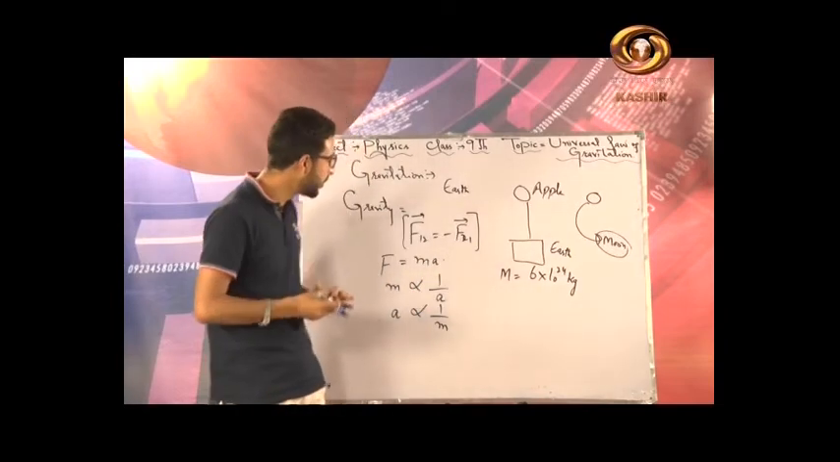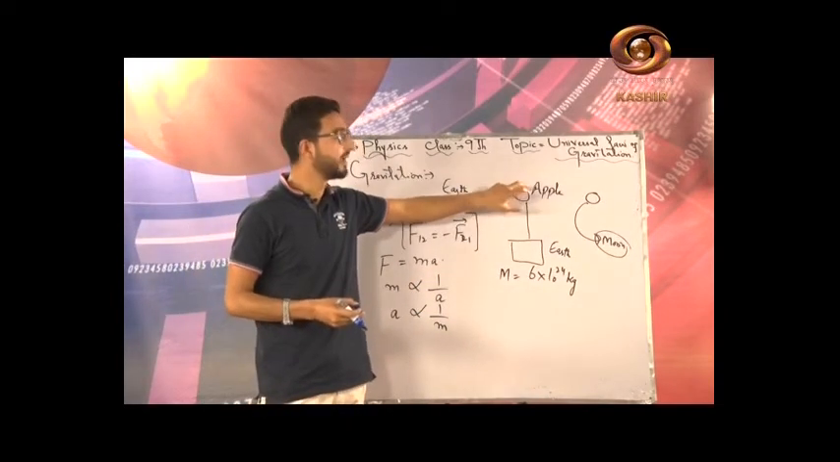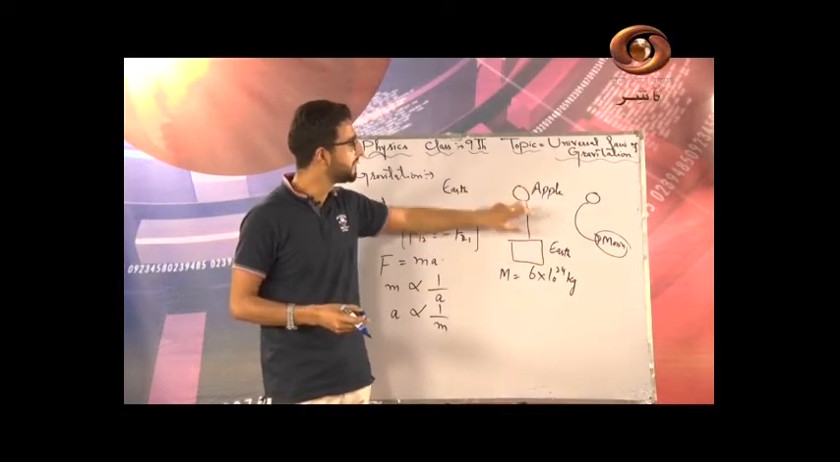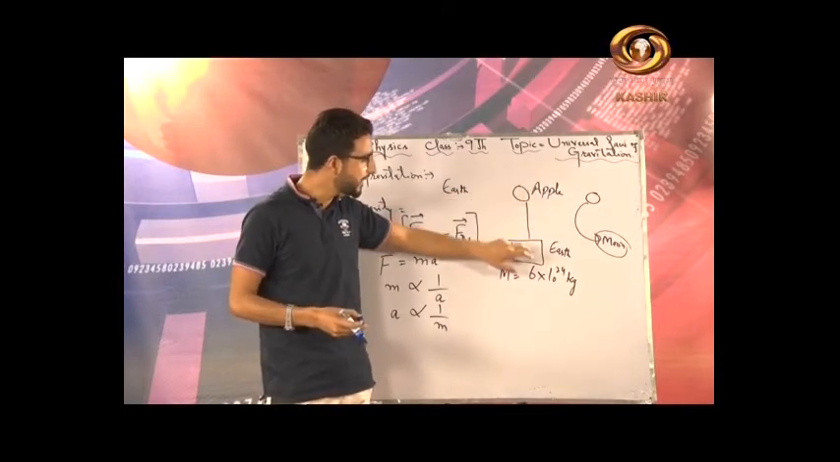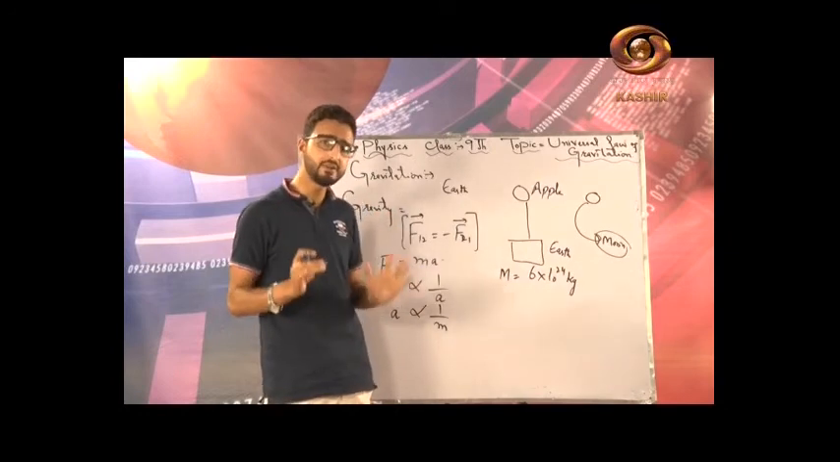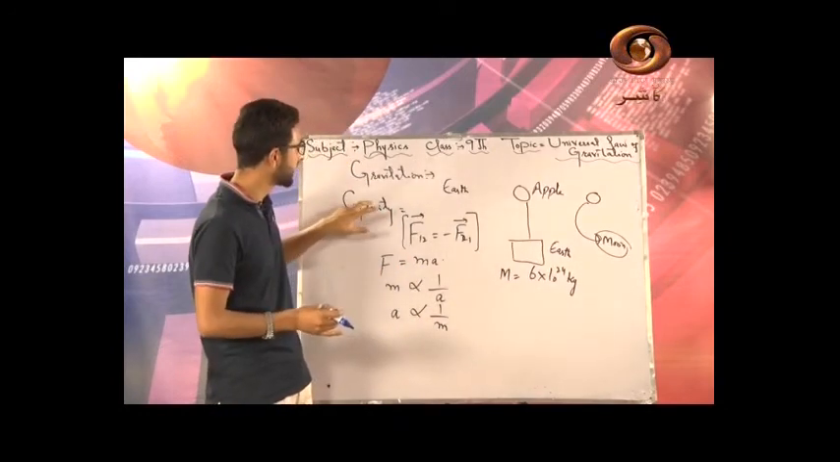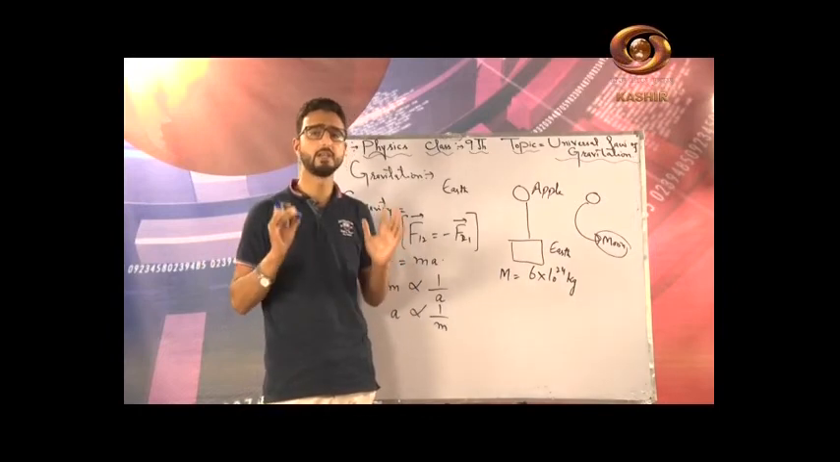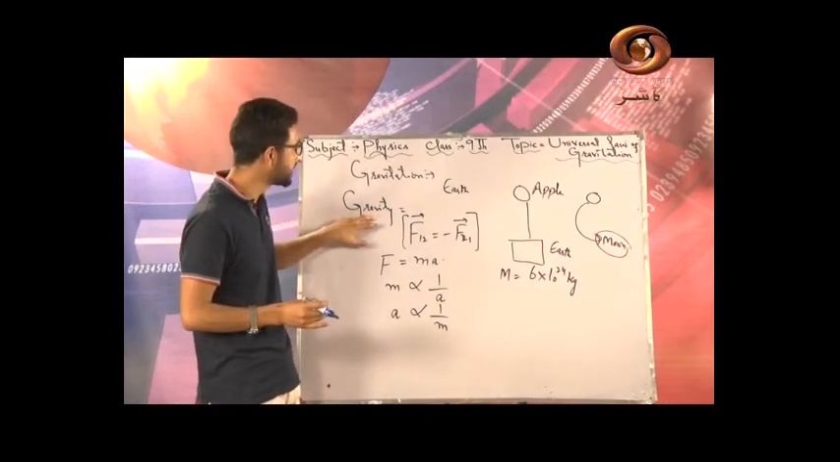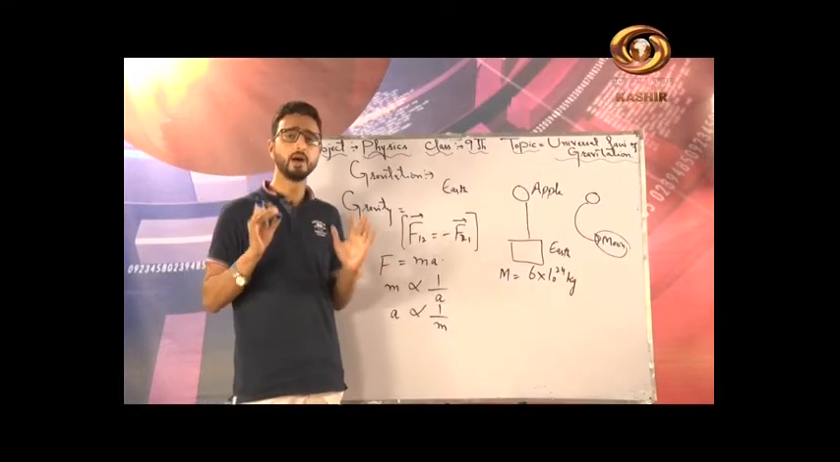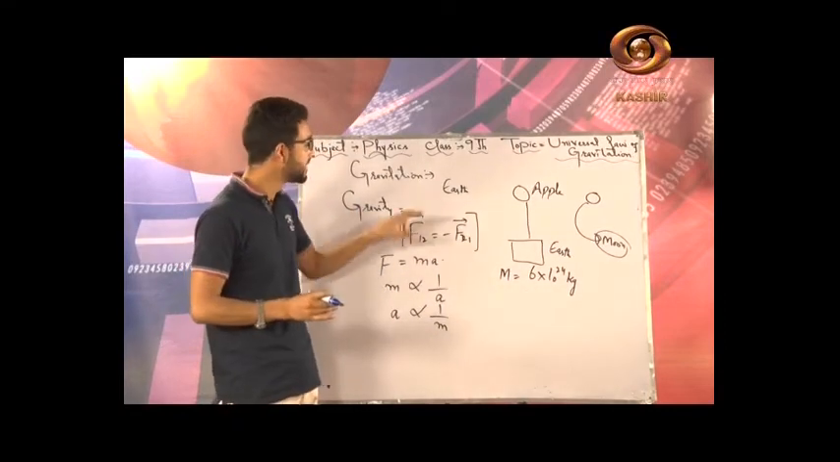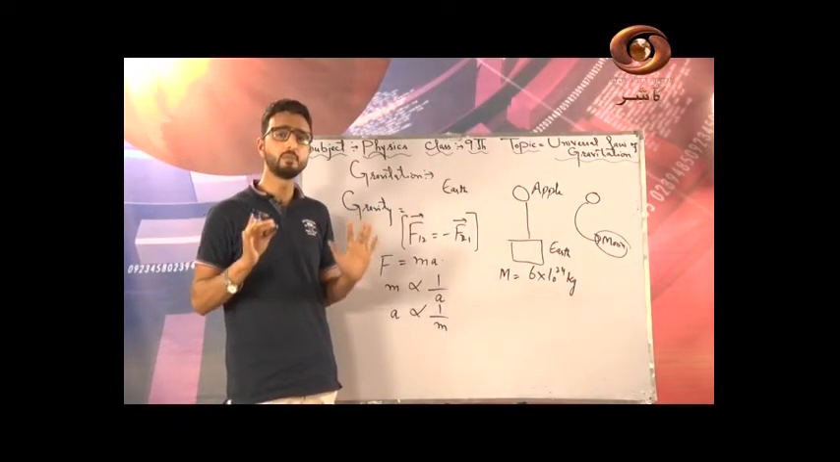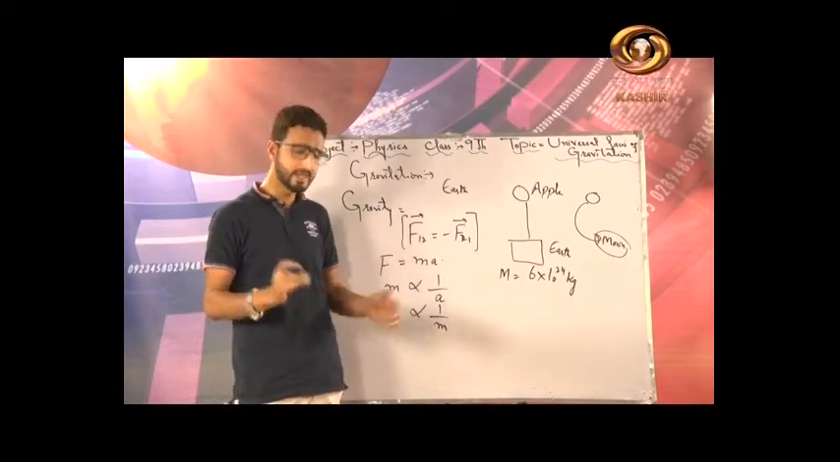So the force with which an apple is attracted, or you can say a force with which a body is attracted towards the center of the earth, this is called the gravity, or you can simply call it Earth's gravitational pull. So this is the definition of gravity, or you can say the Earth's gravitational pull. Simply the force with which a body is attracted towards the center of the earth.